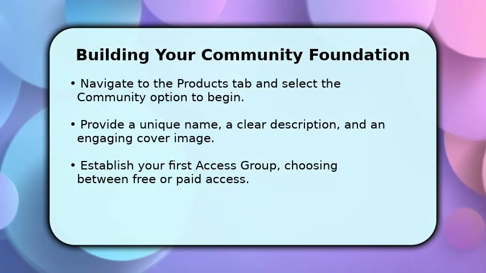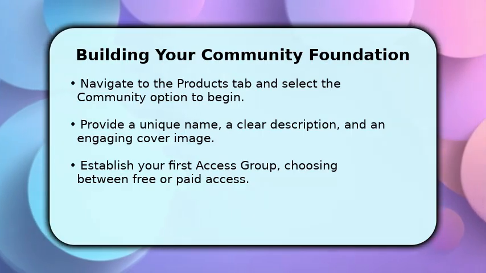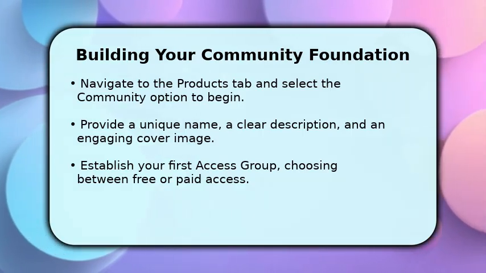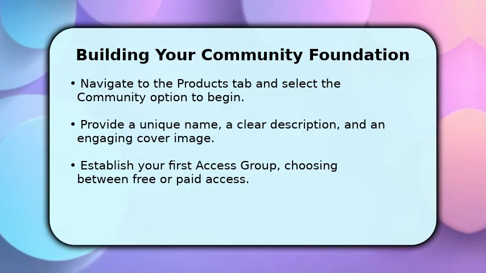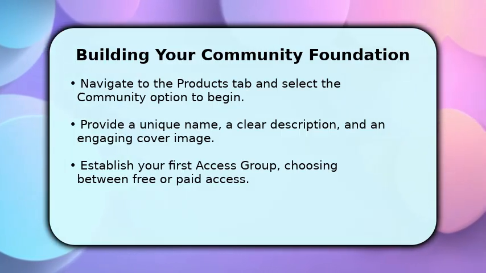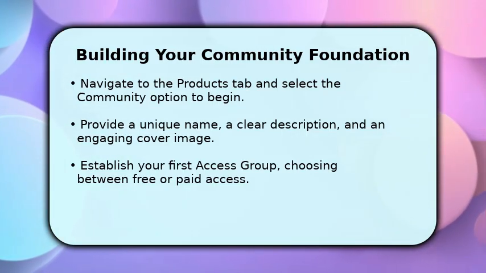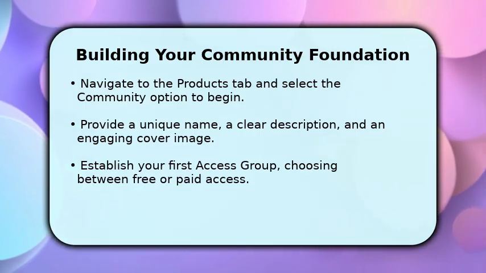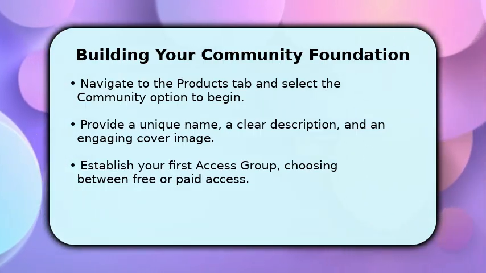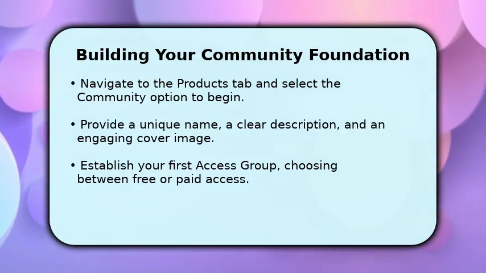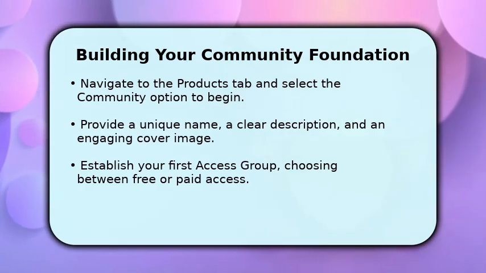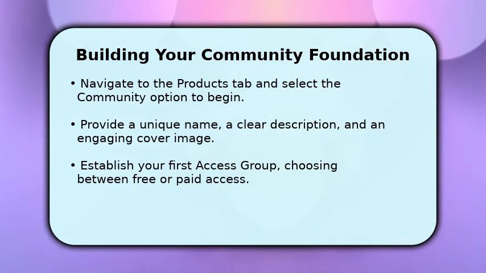To start, click on New Product and choose Community, then Get Started. You will then name your community. This title will also form part of its URL. Next, craft a brief yet inviting description and upload an eye-catching cover image to represent your brand. The next critical step is creating your first access group. Decide if this group will be free or paid, which automatically generates an offer in Kajabi. Click Save and Finish to complete this foundational stage.